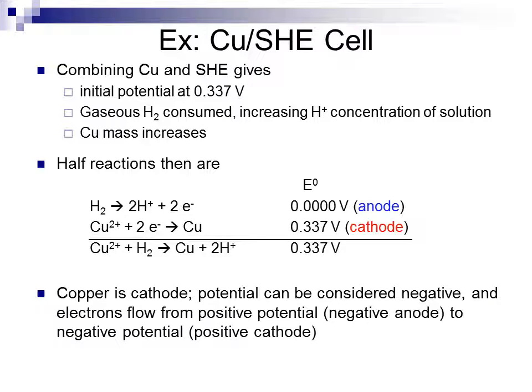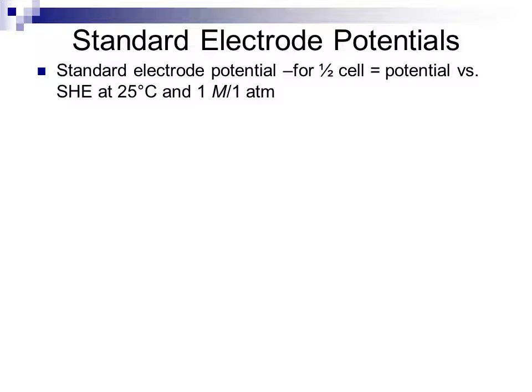In this case we're looking at a reduction process at the cathode, rather than an oxidation process like we did in the previous one. So here we have all of the electrons flowing to the copper from the hydrogen due to the copper being the cathode, with a lower oxidation potential, a higher reduction potential than the hydrogen. The standard electrode potential for a half cell is then compared versus the SHE for a 1 molar concentration or 1 atmosphere pressure.